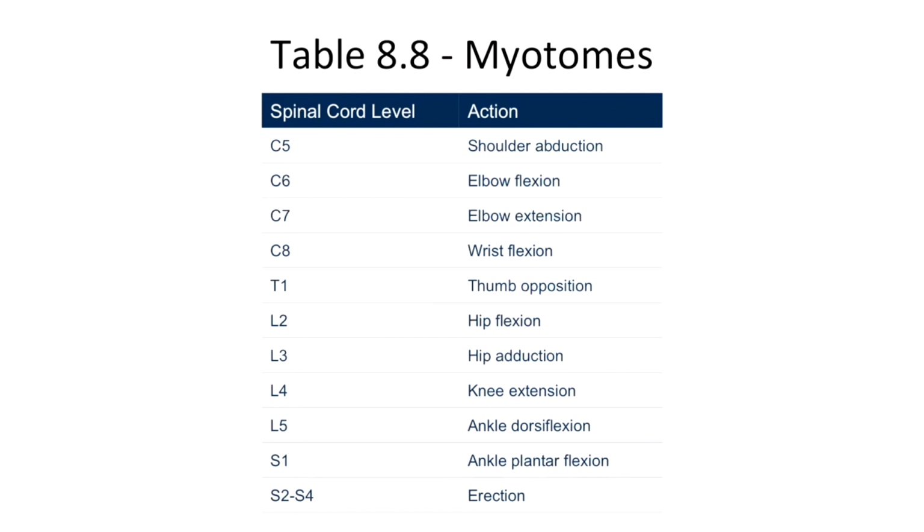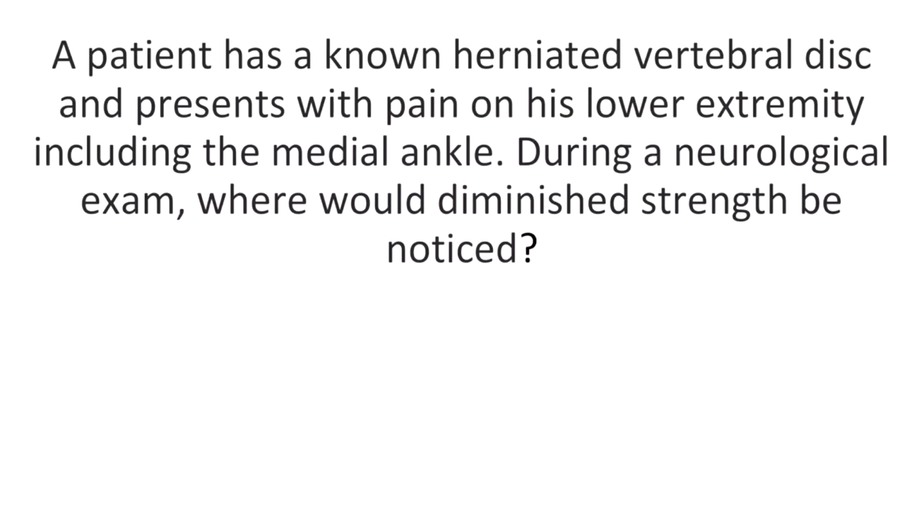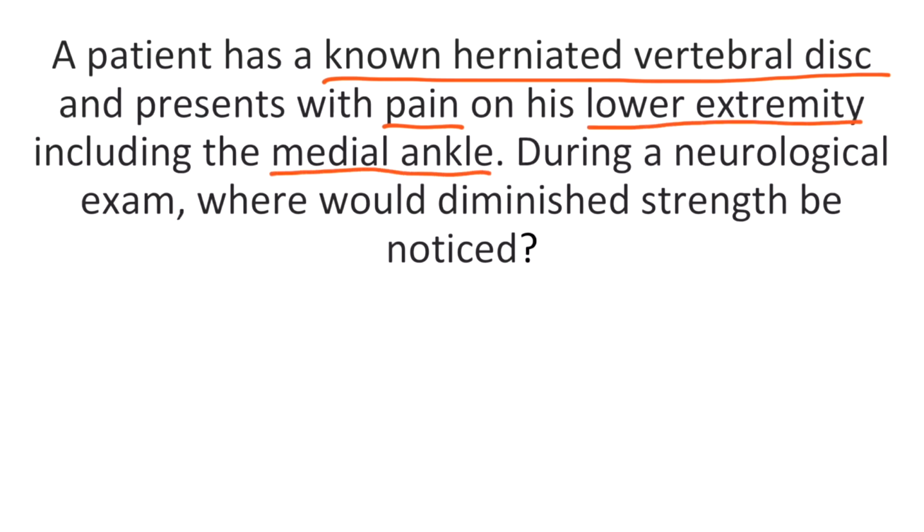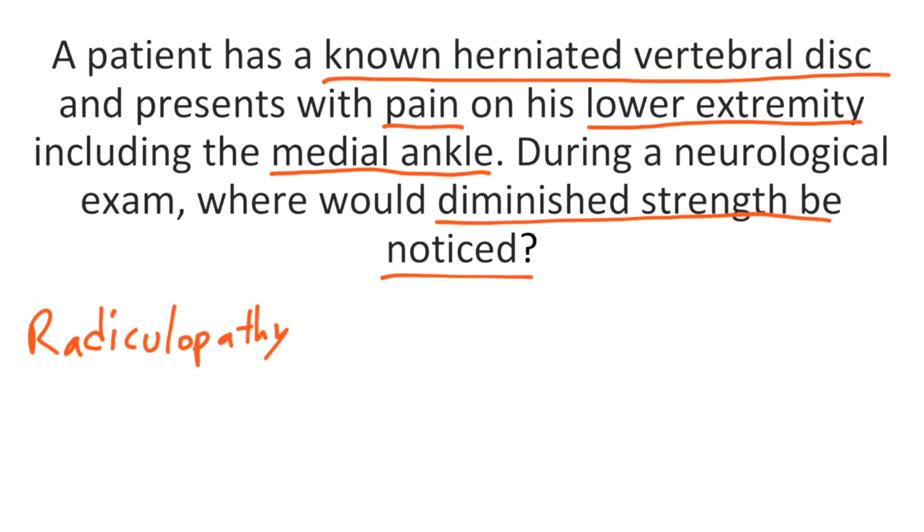Now let's go ahead and apply this knowledge with some examples. A patient has a known herniated vertebral disc and presents with pain in his lower extremity, including the medial ankle. During a neurologic exam, where would the diminished strength be noticed? So basically, the patient has radiculopathy resulting in pain of the medial malleolus.